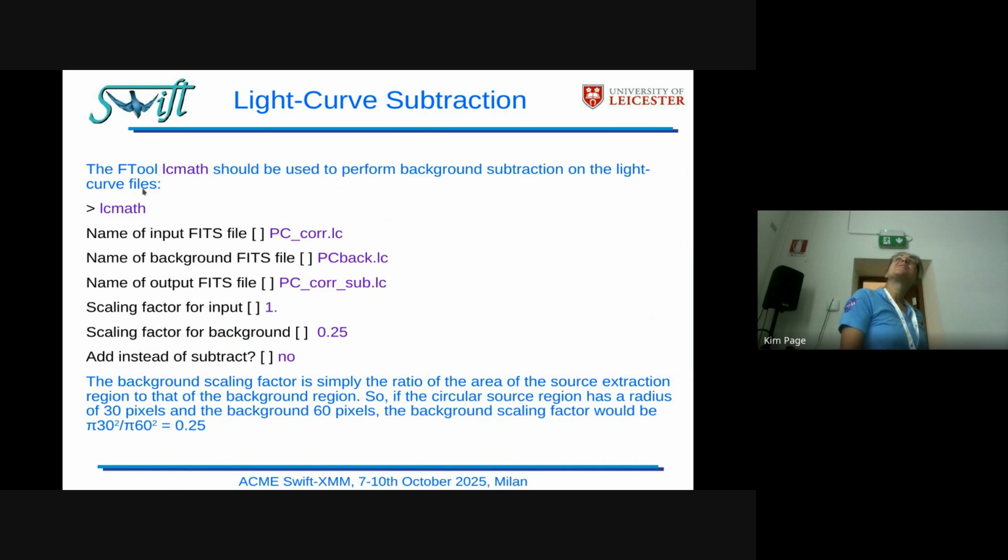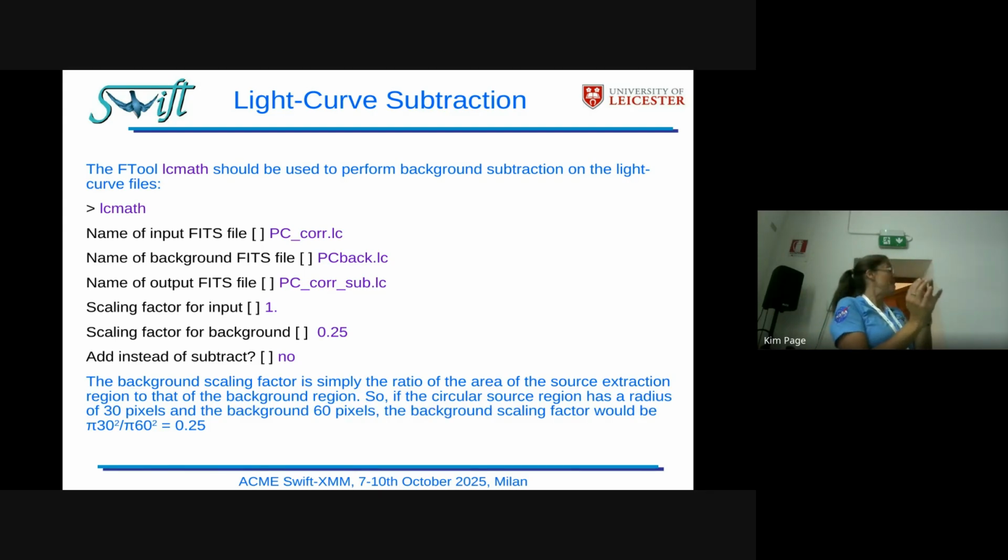And again, this lcmath tool is not Swift specific. This has been around for many decades. I mean, Swift's been around for 2 decades, but lcmath many more. And you would give it the input corrected light curve, so the one that you got out of xrtlccorr. You'd give it your background light curve, give it an output name. The scaling factor for input is always 1 because it's already been corrected in this case. But if you used a different size background region for your background light curve, you need to scale it here.